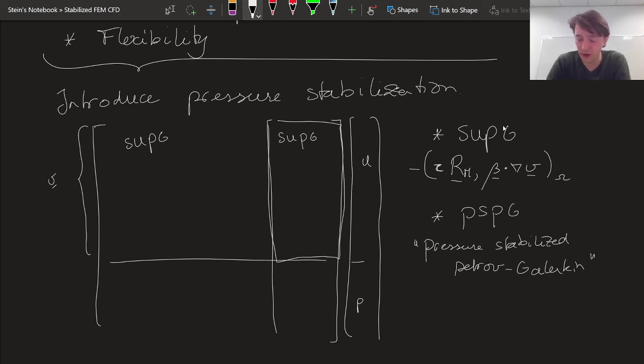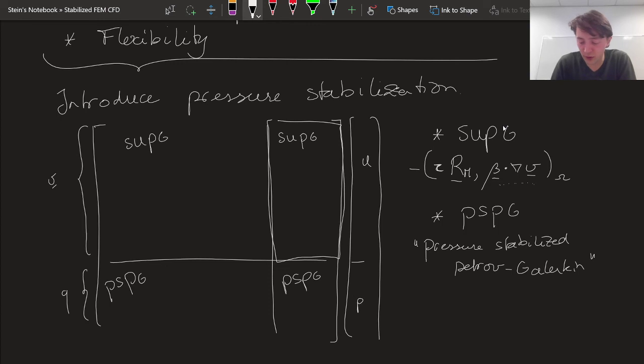Pressure stabilized Petrov-Galerkin. This is actually going to be a method very similar to SUPG, but we have a different term on the right-hand side. We will actually have a term that involves the pressure test function, q, and as a result we would get terms that affect these submatrices, PSPG, PSPG.